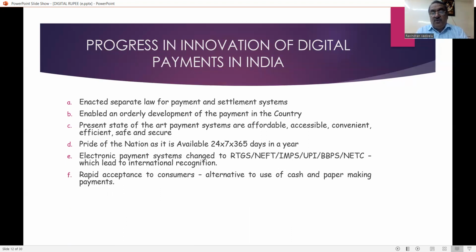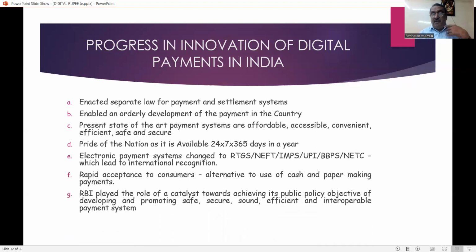This is an alternative to cash and paper for making payments. Sometimes you will not have physical cash. You have a mobile, and you can transfer the money through GPay also. So, rapid acceptance by consumers. Yes, if you transfer the money, I'll accept.